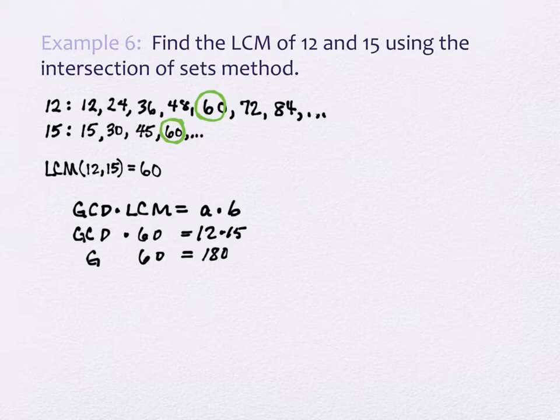And what would I do then to find the GCD? Yeah, I would divide by 60. So the GCD would be what? 3. That's how you use the formula. Okay? Very good.